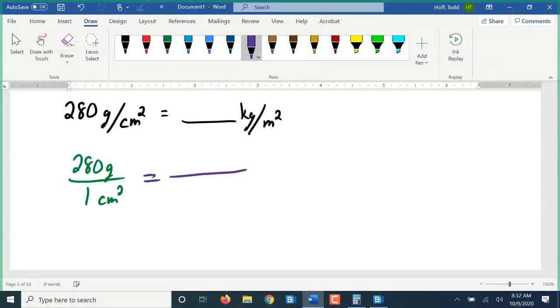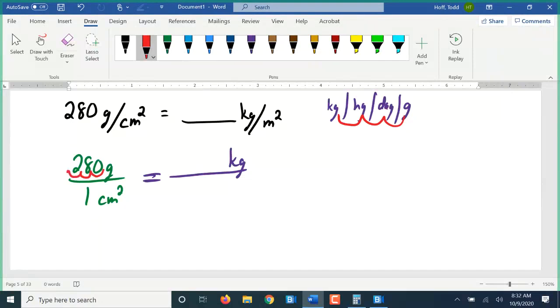Notice I'm not multiplying by a conversion factor, I'm just putting equals. Let's just convert each unit separately. Let's convert grams to kilograms. On my chart, I had grams in the middle, and it was decagrams, hectograms, kilograms. To get from grams to kilograms was 3 spots to the left. So let's move our decimal point 3 spots to the left. That is 0.28 kilograms.